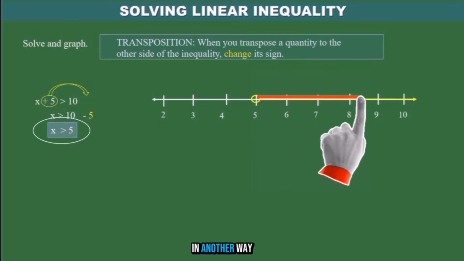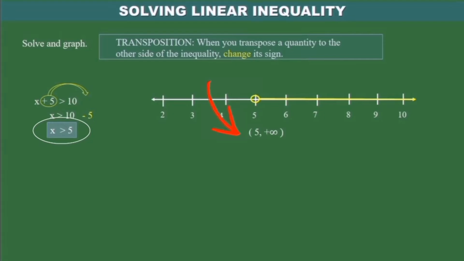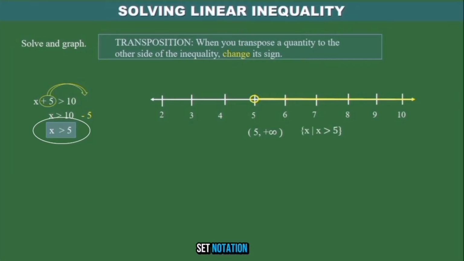Or, in another way, you can use interval notation. We start at 5 and then go to positive infinity. Take note, 5 is not part of the solution, so we use parentheses. Okay, how do we write the set notation? The set of all x such that x is greater than 5.